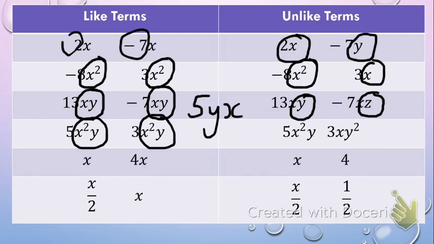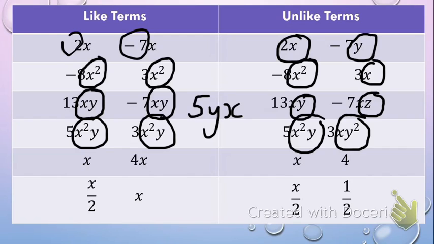But let's have a look at this one. We have 5x squared y, 3xy squared. So we've got x squared y and xy squared. They're not identical. The power on the different variables. So x is to the power of 2 in one of them and y is to the power of 2 in the other. So they're not like terms.